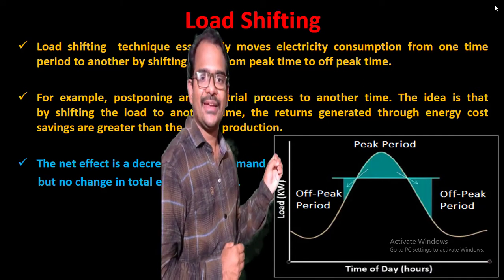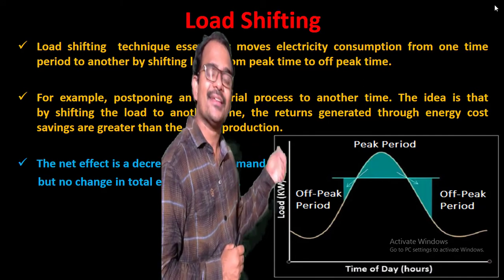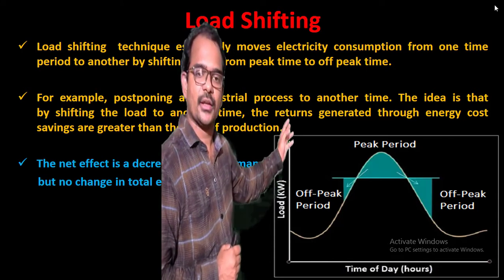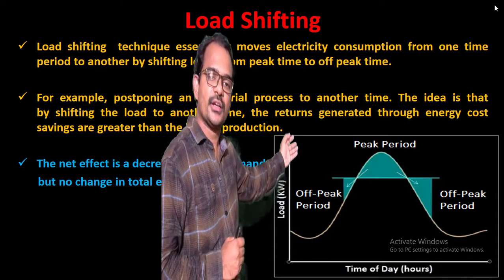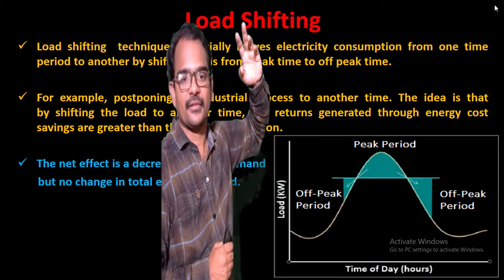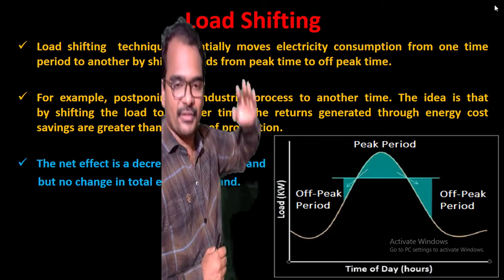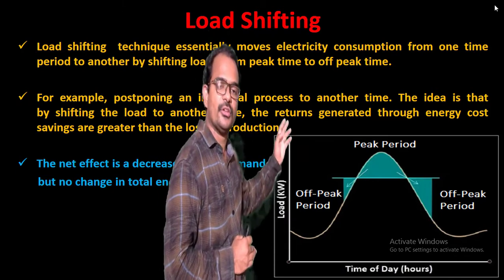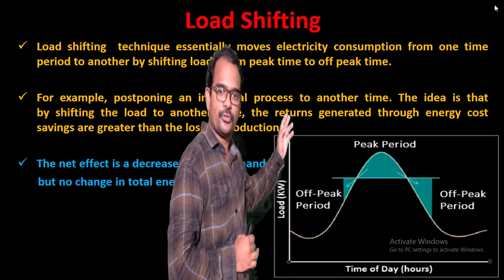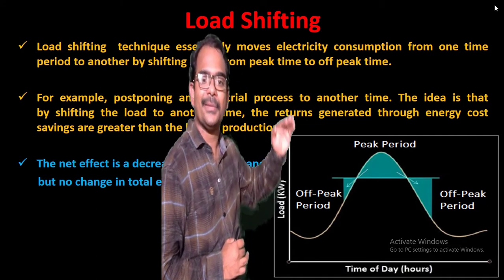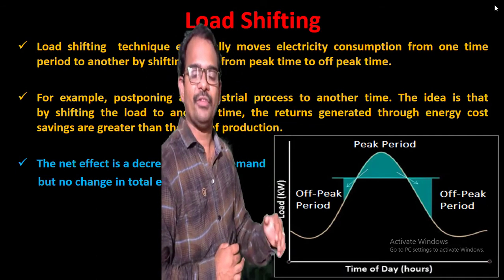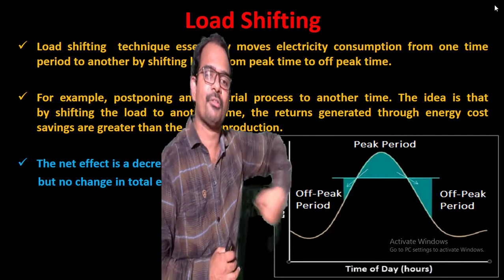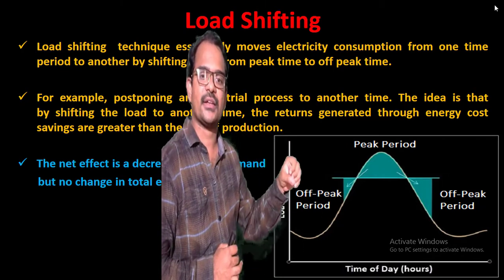For example, postponing an industrial process to another time. During that time, say some industries are operating. Now you can convince them to shift to midnight, where there is low power consumption, an off peak period. So if you can shift the industrial process from a peak period to midnight, which is off peak period, then obviously that 50 megawatt can be reduced, and the existing 4 power plants are enough to power that region.